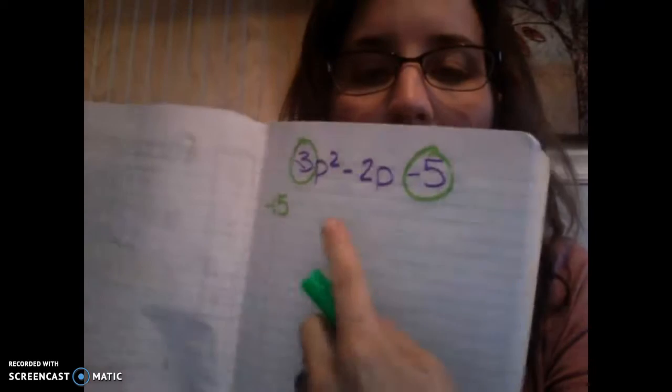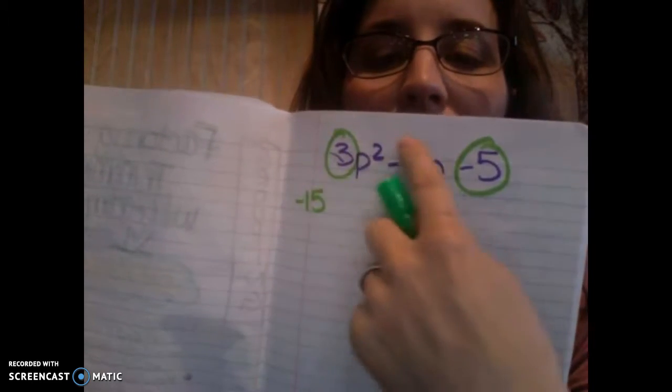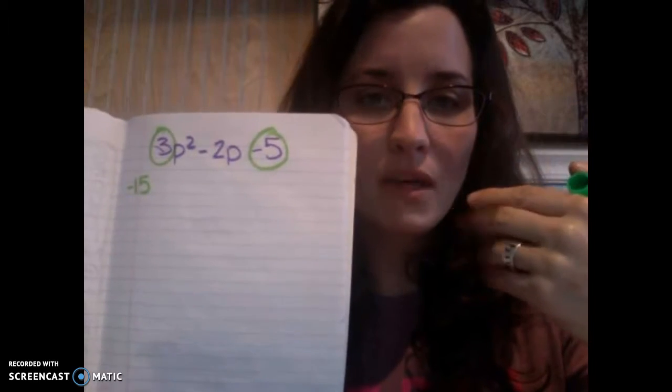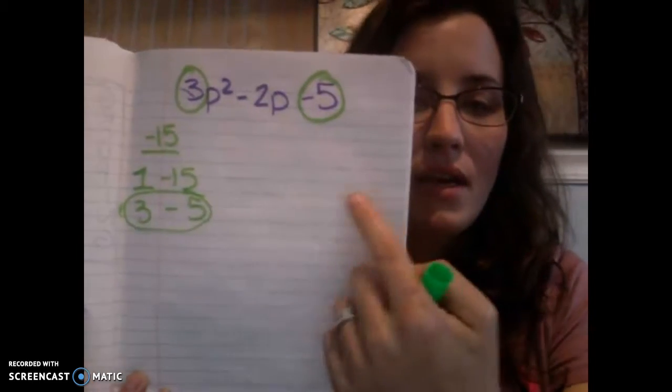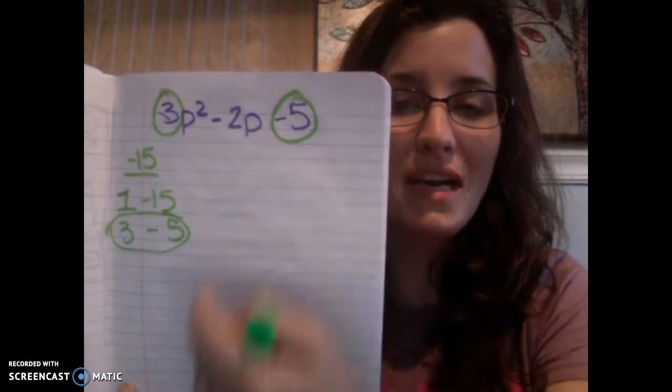So I know that the two factors have to be a positive and a negative, but since it's a negative 2, the number that's larger has to be the negative, and the smaller number has to be the positive to get a sum of a negative number. So my factors of negative 15 are positive 1 and negative 15, positive 3 and negative 5. Now I get to stop because I know that negative 5 plus positive 3 is negative 2.